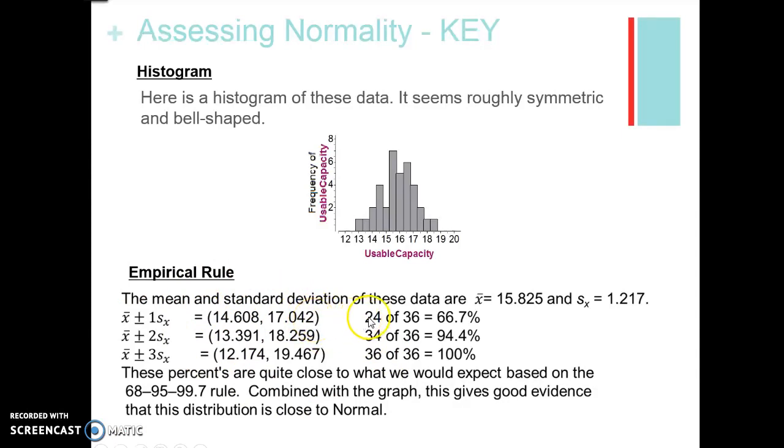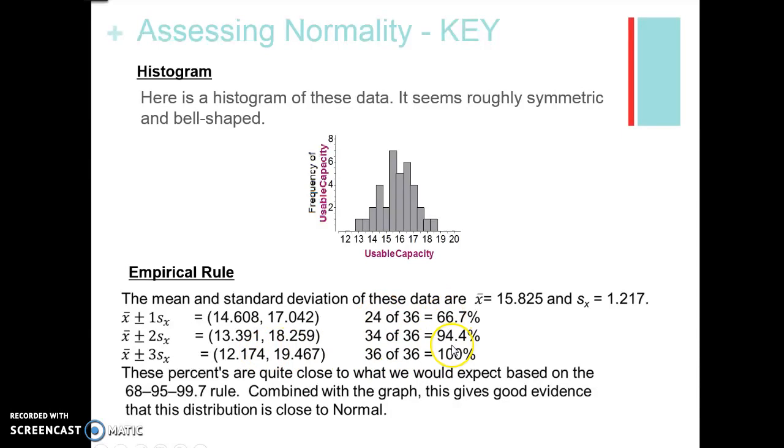Then you physically want to count how many data points are within this first interval. So in this case, 24 of the 36 were. Figure out what that percentage is. Or the second one, how many data points are in that interval? 34 out of 36. Okay, 94%. And for the last portion, 36 out of 36 or 100%.